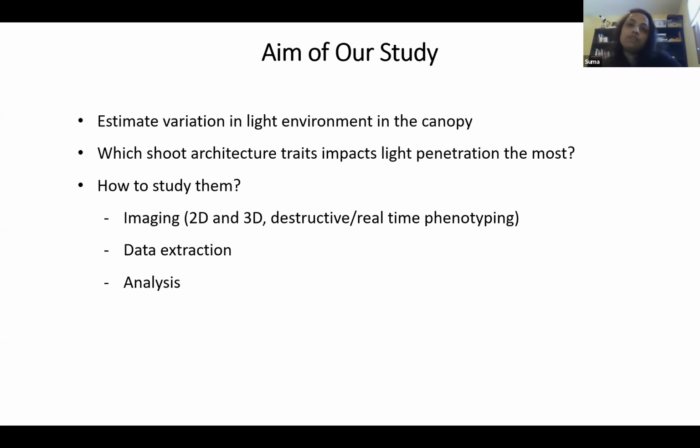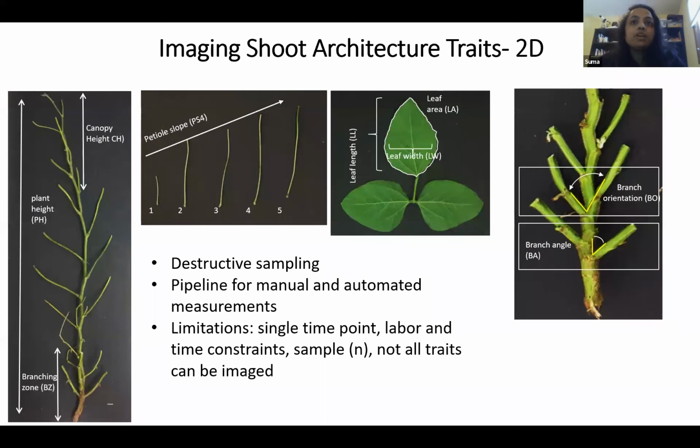So to do this, we've come up with, if you want to go to the next slide, a 2D imaging and image processing approach. I want to talk about this because Aaron was showing this huge field of soybeans, but this study is small, because manually what you can accomplish is quite small. So what we've done is we picked about 40 genotypes.